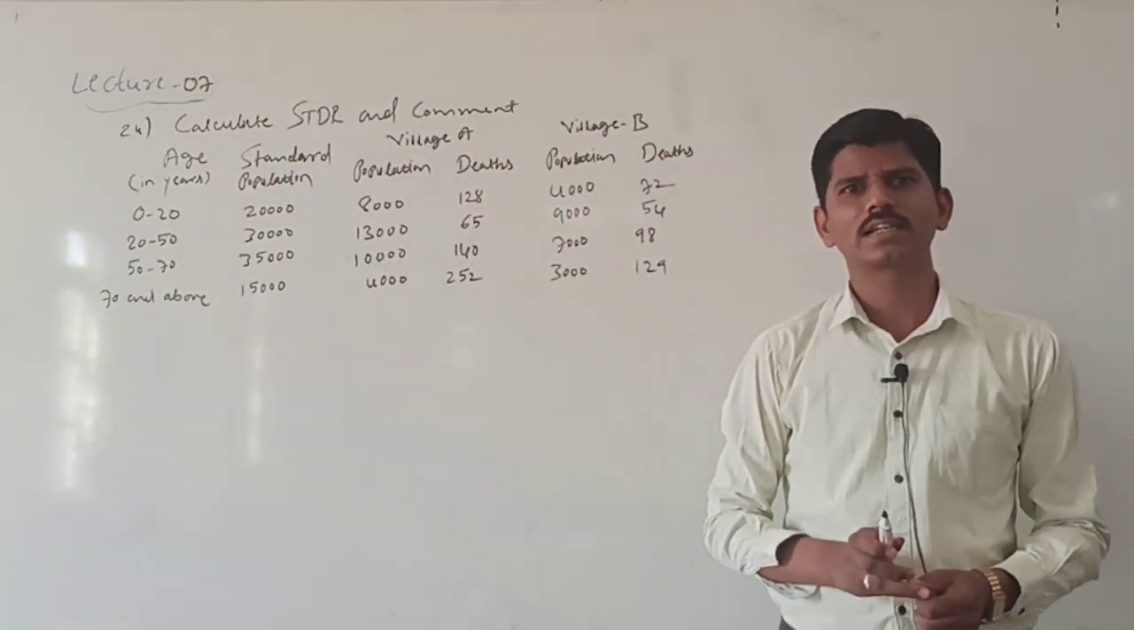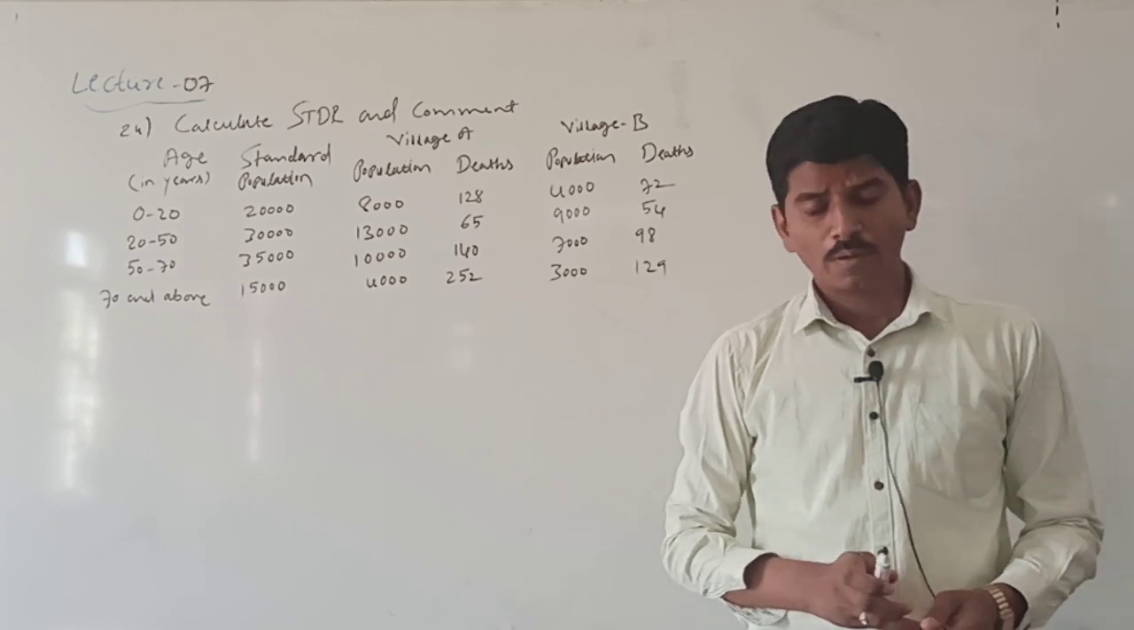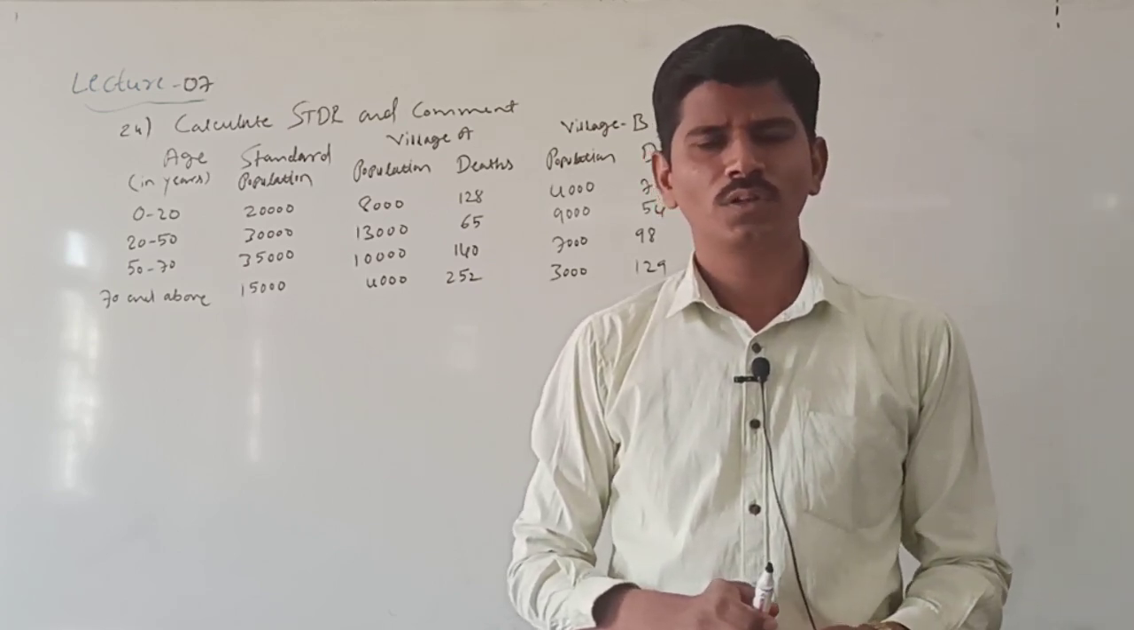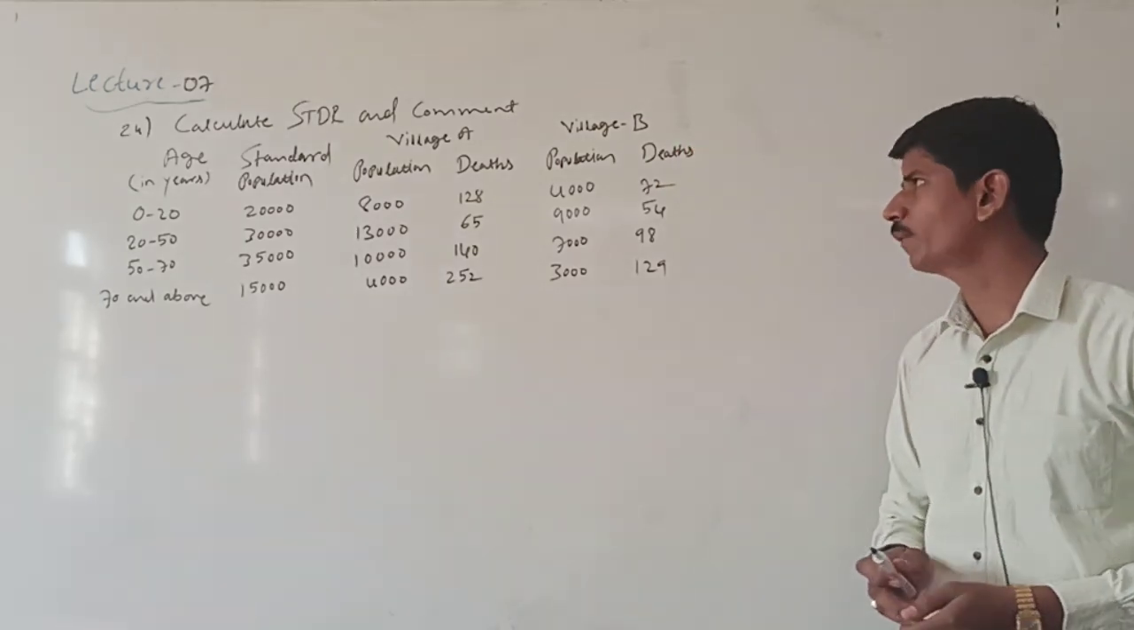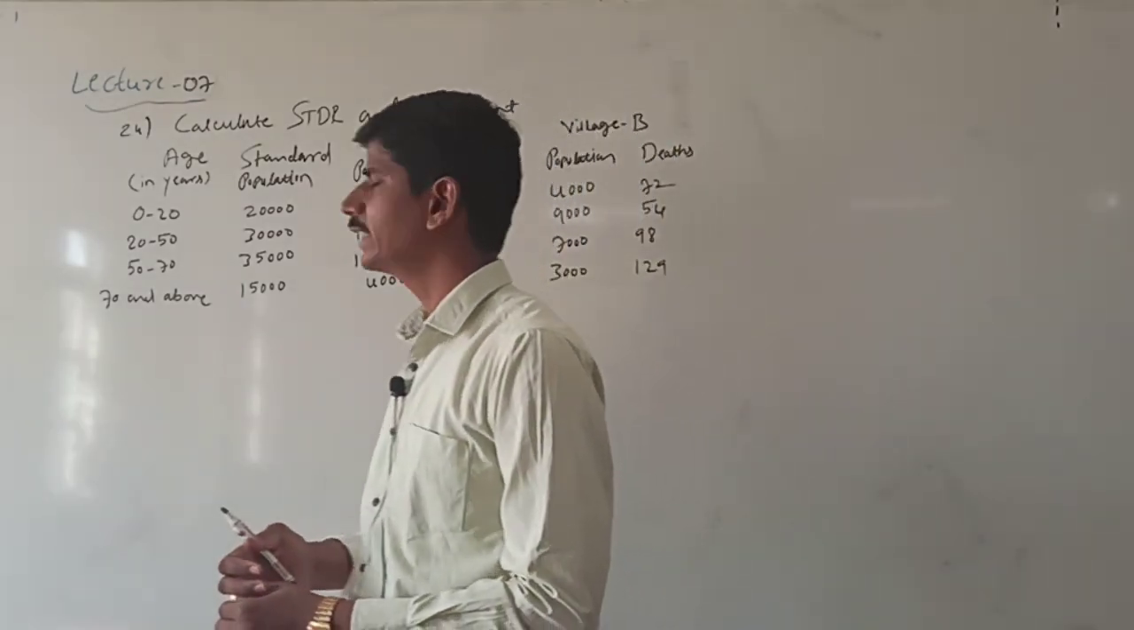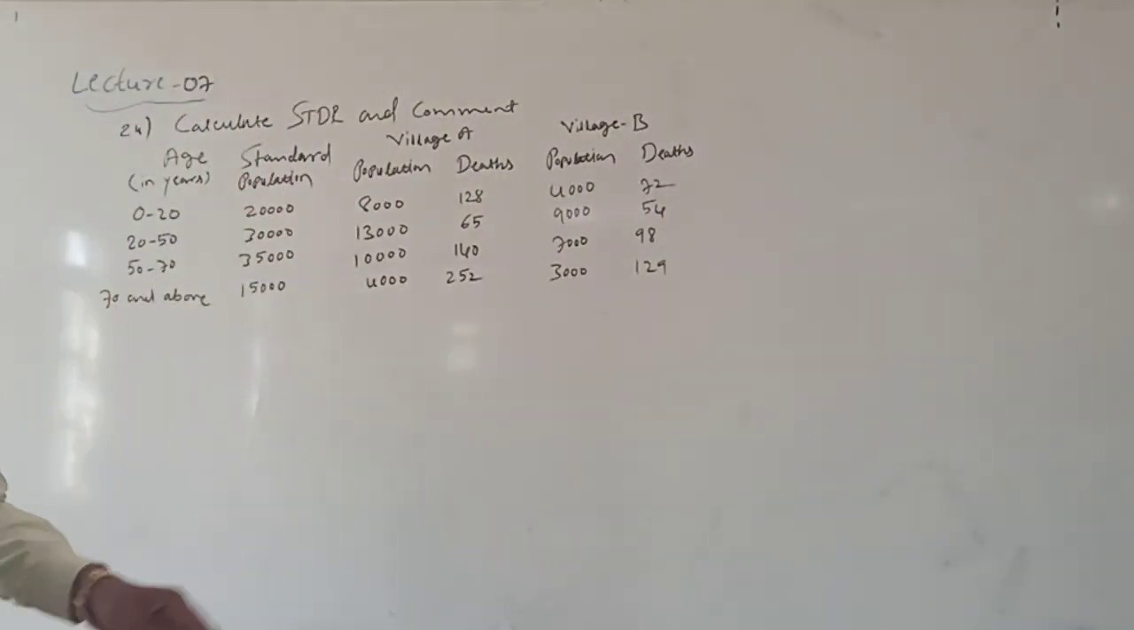In the last class, we discussed problems based on CDR, ASDR and STDR. Today we shall continue the remaining problems based on STDR. Here, 24th problem: calculate STDR and comment. Calculate standardized death rate and comment.